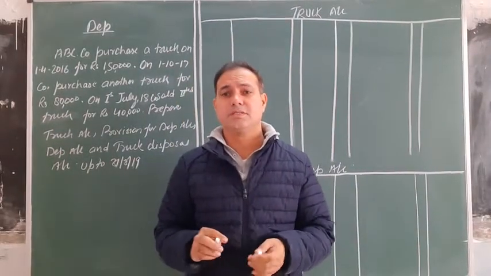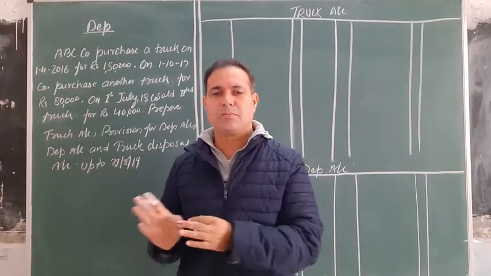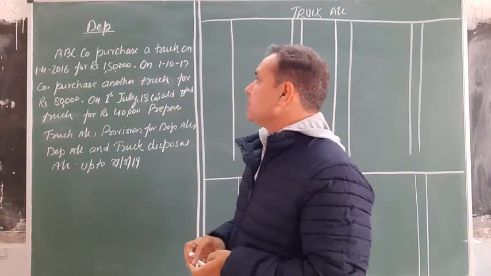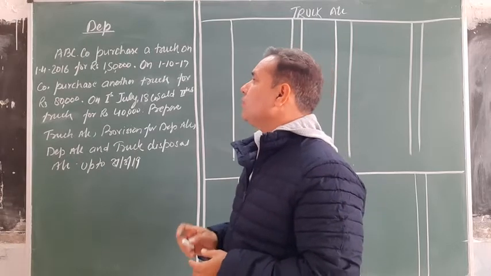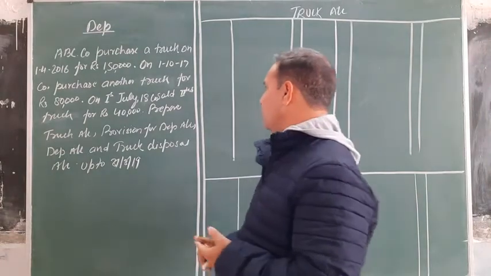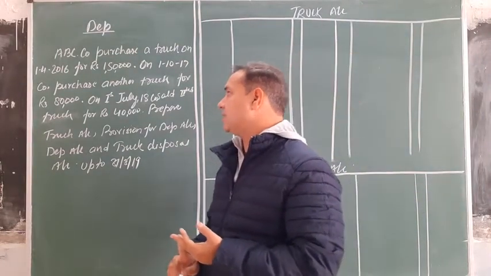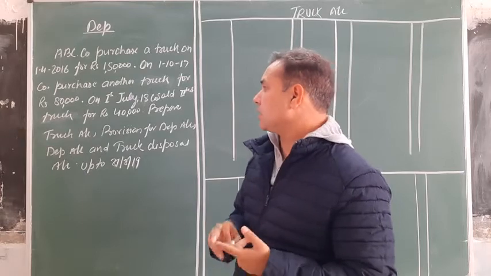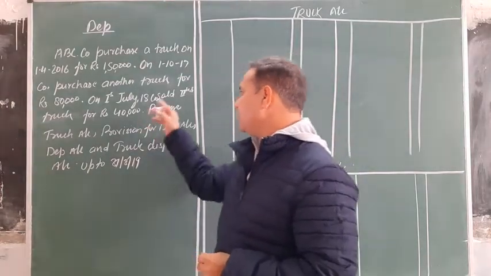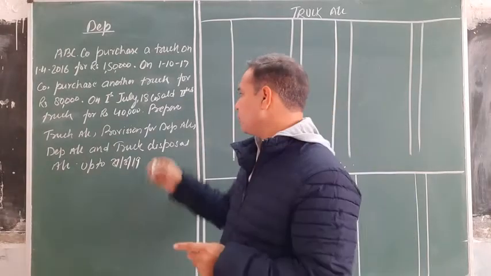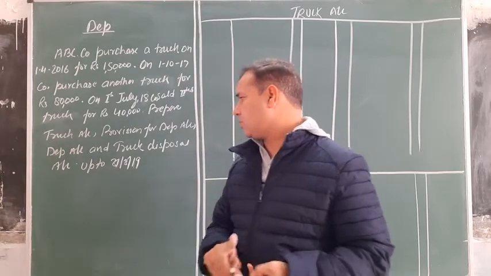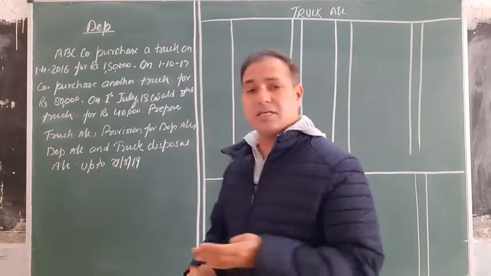Hello students, in this video I am going to solve a problem of depreciation. ABC company purchased a truck on 1st April 2016 for rupees 1,50,000. On 1st October 2017, the company purchased another truck of rupees 80,000. On 1st July 2018, the company sold the second truck for rupees 40,000. Prepare truck account, provision for depreciation account and truck disposal account.